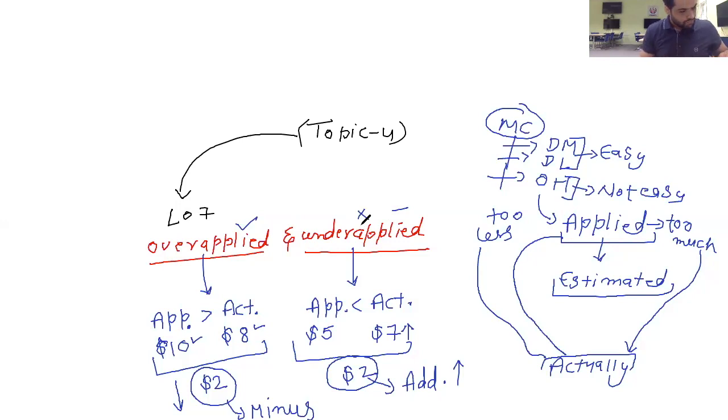That's all for over applied and under applied. So learning outcome 7 is finished. It's very easy to understand over applied and under applied, and you don't have to worry about it in your exams. So I think this video is going to be finished. When we finish this recording part, because less than 1 minute is left, we will start.